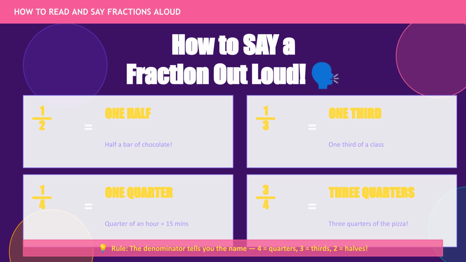Now let's learn how to say fractions out loud. 1/2 is called a half. 1/3 is a third. 1/4 is a quarter. 3/4 is three quarters. The bottom number tells you what to call it. 4 means quarters, 3 means thirds, 2 means halves.